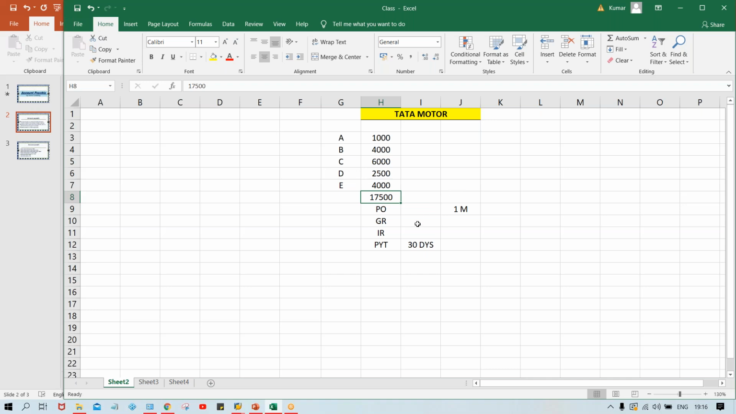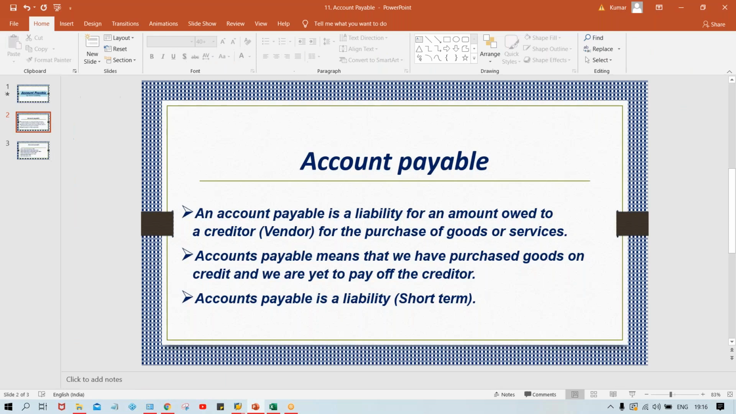So this is called accounts payable, right? That is what I have specified here. Accounts payable means that we have purchased goods from the vendor on credit, and we are yet to pay off the creditor.